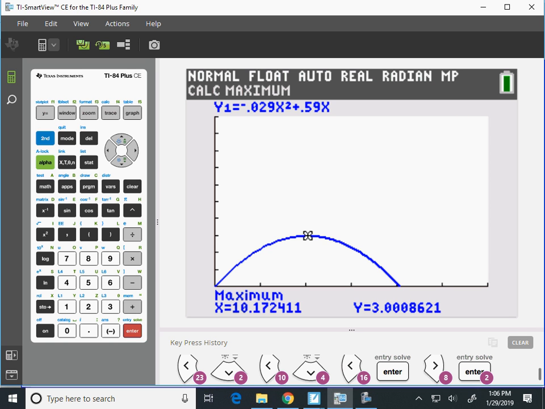So I'm going to hold it to the left of the max. So hit enter. Arrow it to the right. Enter again, and guess. And you should get about 10.17 and 3. So which one of those numbers is the height? The 3. So this is how far away, like when it was 10 feet out in its jump, it got 3 feet high.